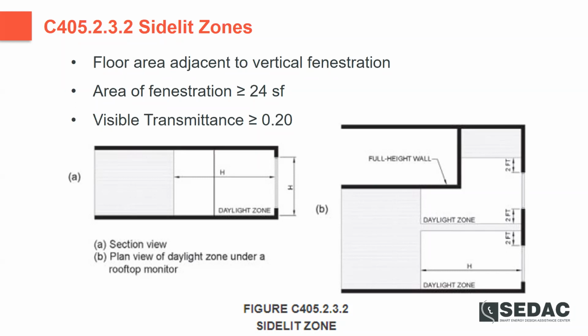Again, some specific requirements. The area of fenestration has to be greater than 24 square feet, and your visible transmittance has to be greater than 20%. So if you've got excessively dimmed windows, you're not going to get a lot of daylight through them, then you would not have a daylit zone in that space. Or if you've got a small transom window or something like that that's not going to admit a lot of light, again, you're not going to have a very large daylit zone, not worth controlling. So the code does call those out as exceptions.